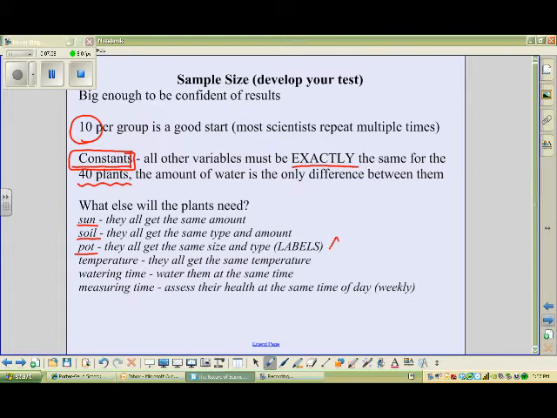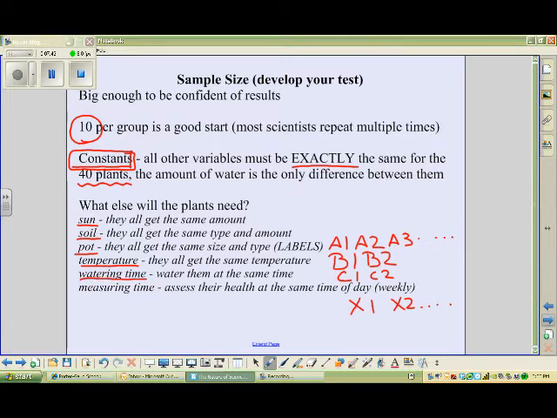And these pots, we need to make sure that we label them. So each group has 10 plants. So one plant is going to be labeled A1, A2, A3, all the way to A10. And we'll do that for the B group as well, and also for the C group. And then we will also do it for our control group, and we can call those X1, X2. So we need to label all of our plants so we know which plant is which from week to week.